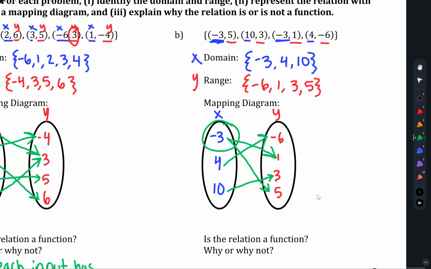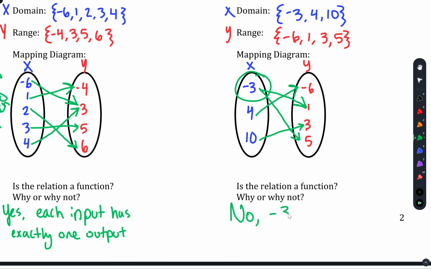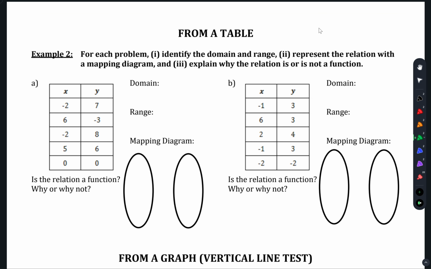We cannot do that. So we would say no, because -3 has 2 outputs. We should never have something with 2 outputs. Does that make sense? Okay. They do try to trick you, so just be careful. We're looking at those arrows. All right, flip it over.